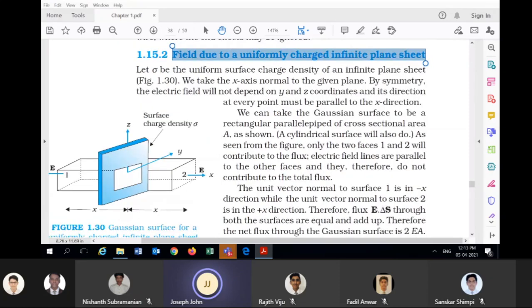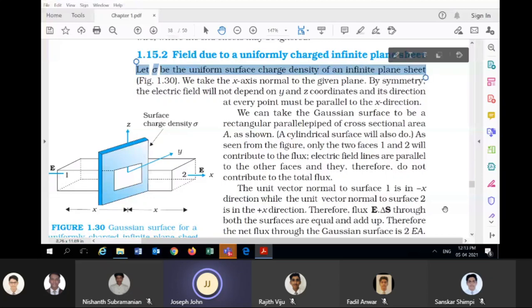Yesterday I told you lambda is linear charge density, sigma is area. Okay, they are using sigma here. And on first sentence, let sigma be the uniform surface charge density of an infinite plane sheet.